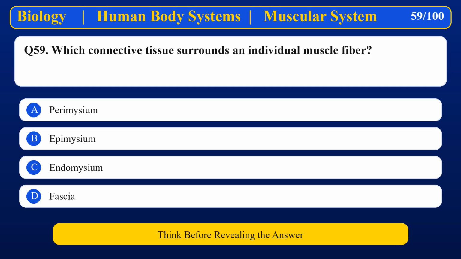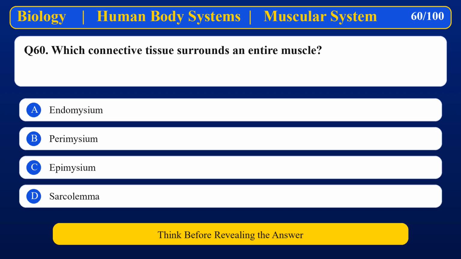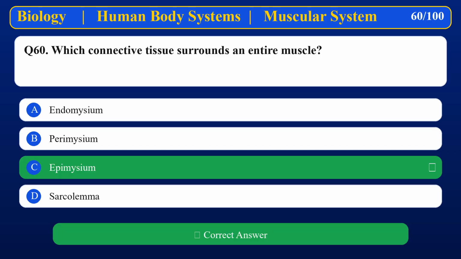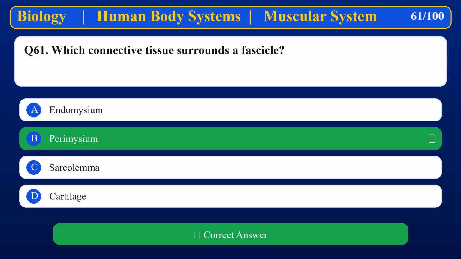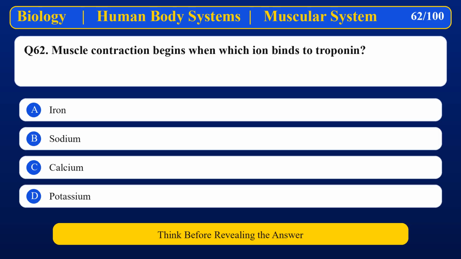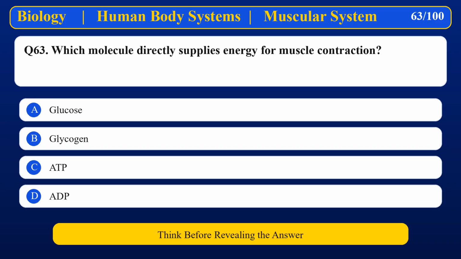Which connective tissue surrounds an individual muscle fiber? Endomysium. Which connective tissue surrounds an entire muscle? Epimysium. Which connective tissue surrounds a fascicle? Perimysium. Muscle contraction begins when which ion binds to troponin? Calcium. Which molecule directly supplies energy for muscle contraction?